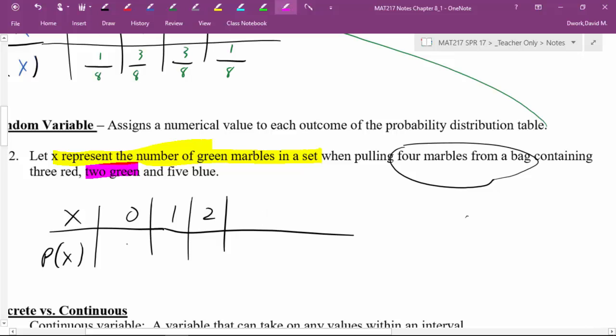And is it possible for me to get 0? This is a question we need to ask ourselves. Well, because I'm picking 4 marbles out of the bag and there are 3 reds and 5 blues, it is possible. There are enough other colors that I could get 0. So this is working.